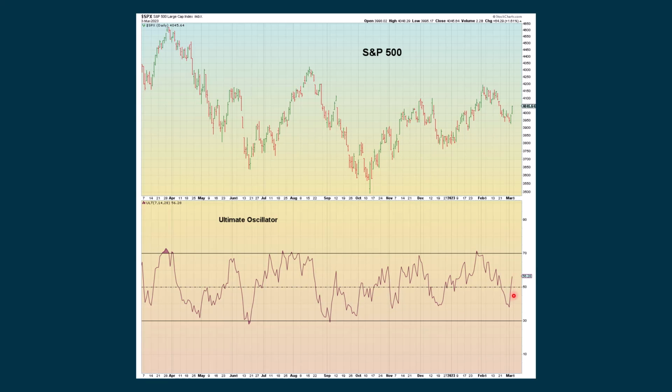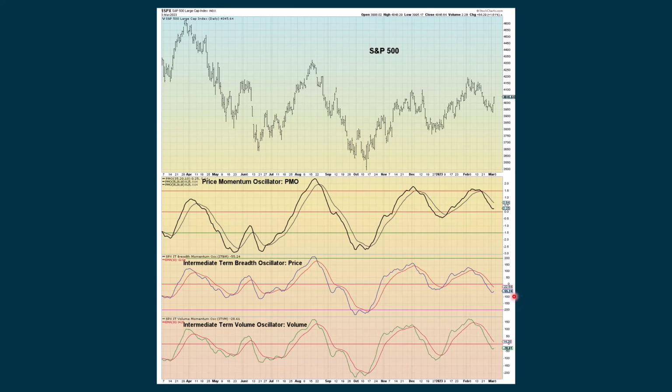The Ultimate Oscillator is looking more positive. It crossed above 50, so that's positive and is advancing. The PMO study is still suggesting that the PMO is in a downtrend. We also have two other studies on here based on price and volume, and a lot of times these will cross over and give a signal before the PMO gives a signal.